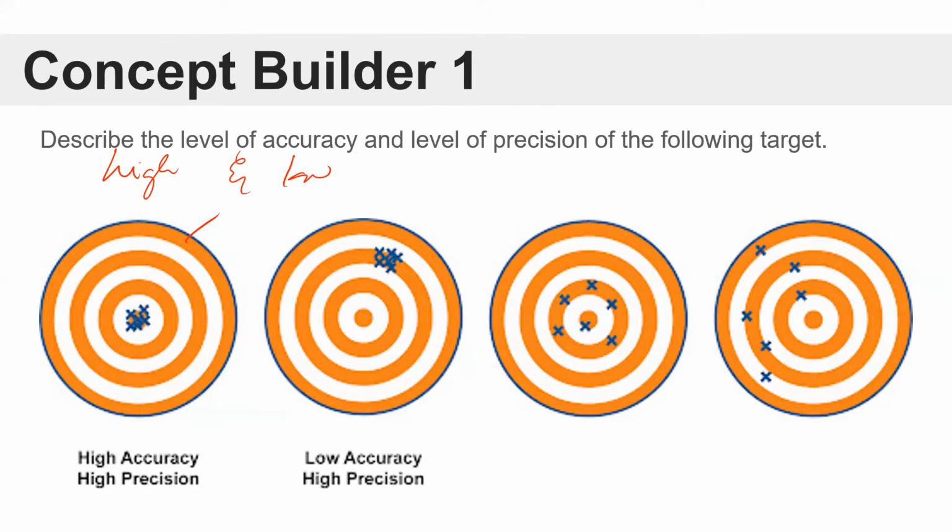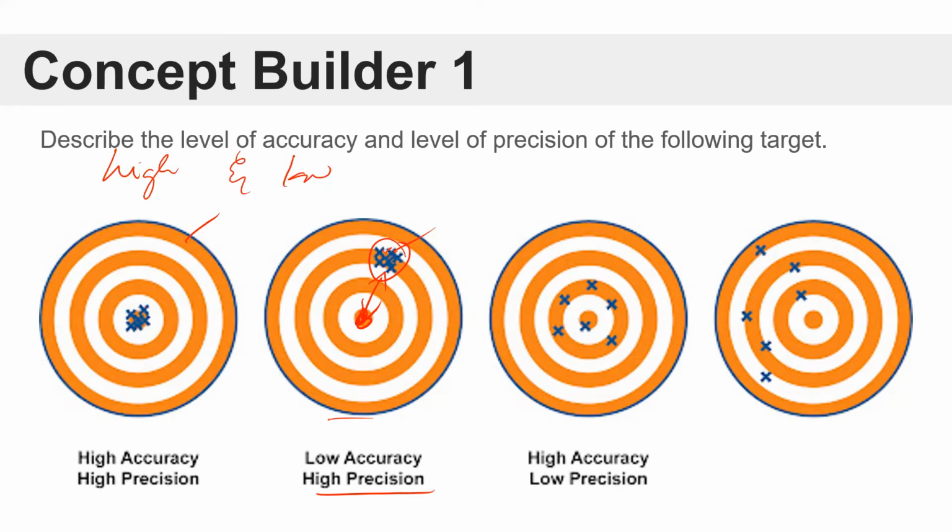So our second target has low accuracy. Kasi kung titignan natin, if this is our actual value, malayo yung ating result doon sa actual value. But if we look at the data set, yung result natin is close to each other. So yun na yung sinasabi natin kanina, that measurements can be very precise pero inaccurate. And sometimes, pwedeng accurate siya pero hindi siya precise. So dito, this target number 2 illustrates low accuracy pero high precision.